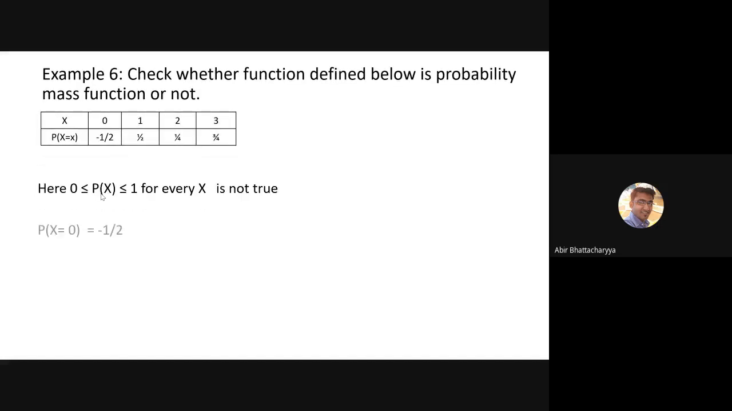Similarly, for this one, the problem is that the probability of x equals 0 is minus 1 by 2, which is not possible. Probability cannot be negative. So the first condition fails. That's why it's not a probability mass function. If I add them, the sum equals 1, but this is not possible, because probability cannot be negative for any value. That's why it's not a PMF.